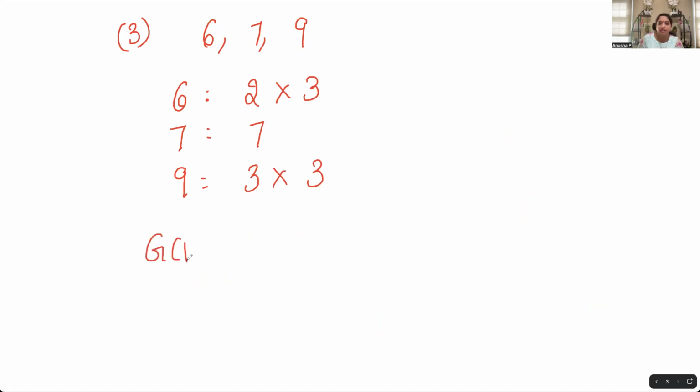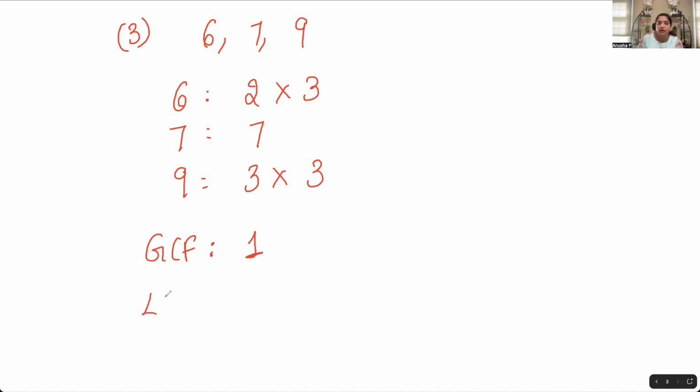Now, what is GCF? Greatest common factor. The common factor from all the three numbers. Here, we don't have a common factor, 2 or 7 or 3, in all the three numbers, right? So that is the reason GCF is 1.